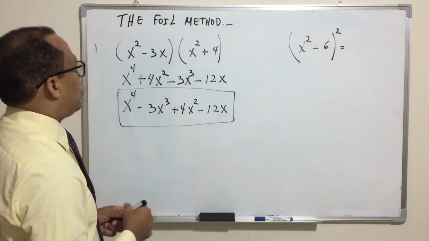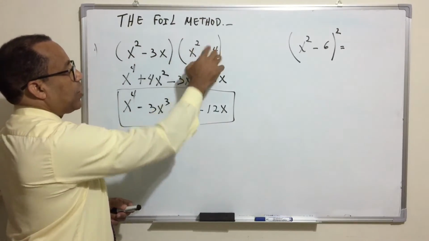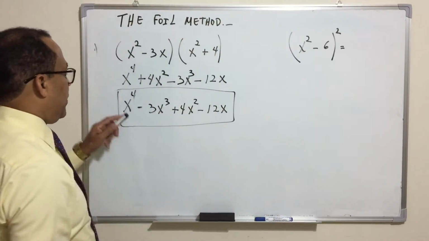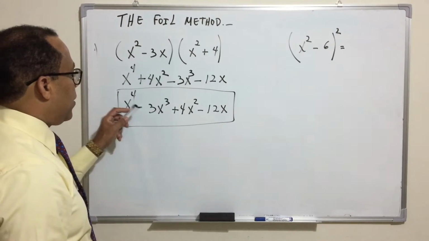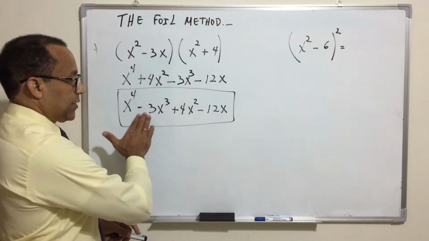When multiplying the binomials, x to the second minus 3x times x to the second plus 4, the result will be x to the fourth minus 3x to the third plus 4x to the second minus 12x.